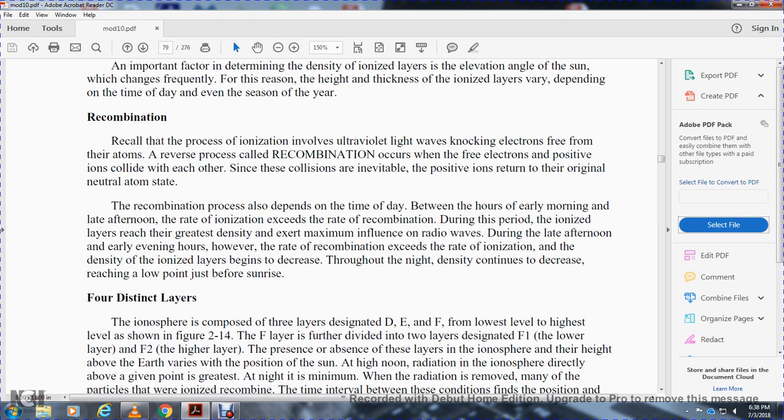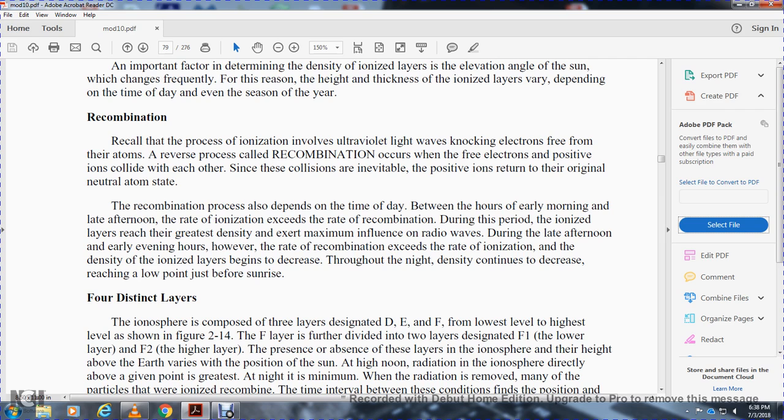All right, recombination. Recall that the process of ionization involves ultraviolet waves knocking electrons free. The reverse process is called recombination. It occurs when free electrons and positive ions collide with each other. Since these collisions are inevitable, positive ions return to their original neutral atom state.